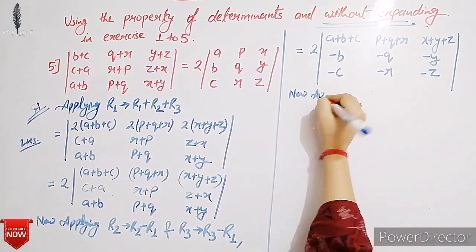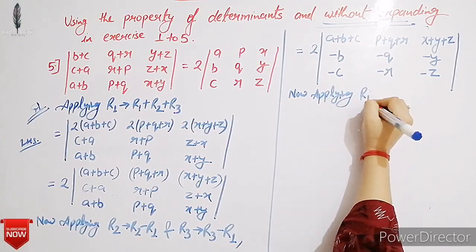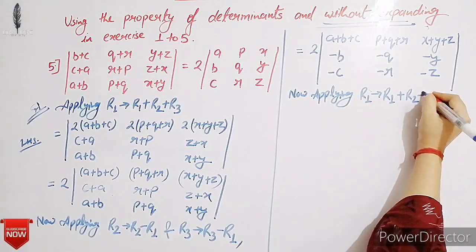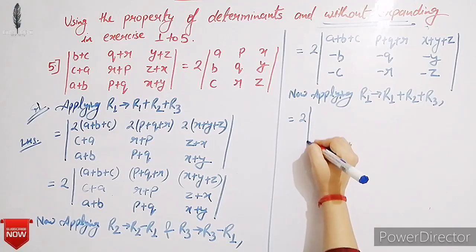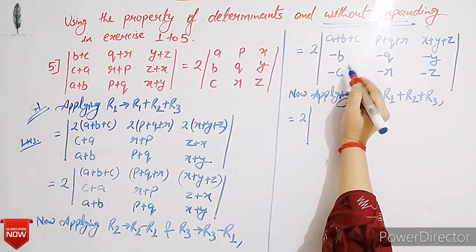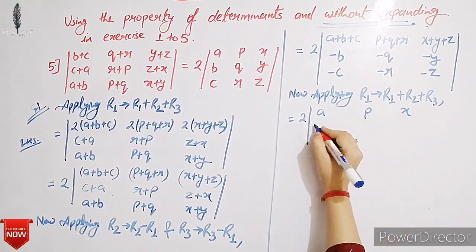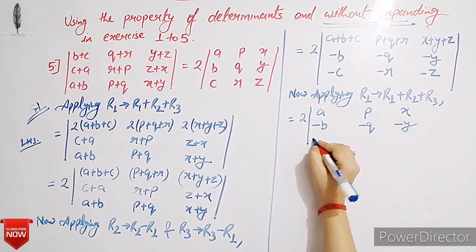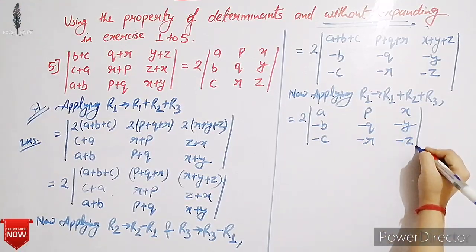Now applying the change, R1 is such that R1 plus R2 plus R3, then we get twice of, here A plus B plus C minus B minus C, that is A, here P, X, here same, minus B, minus Q, minus Y, here minus C, minus R and minus Z.